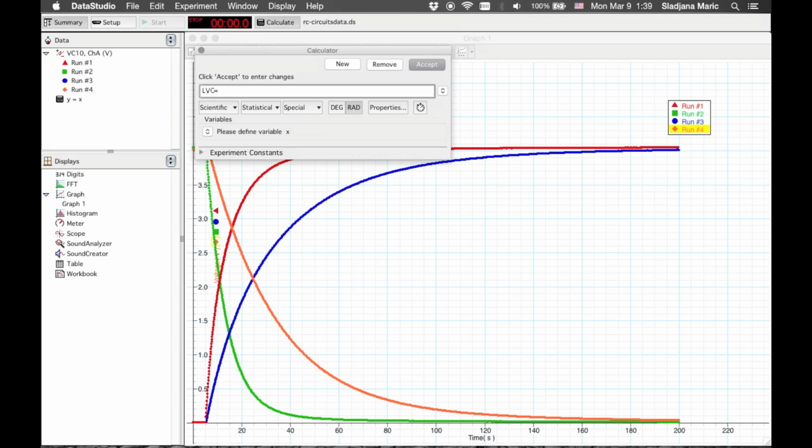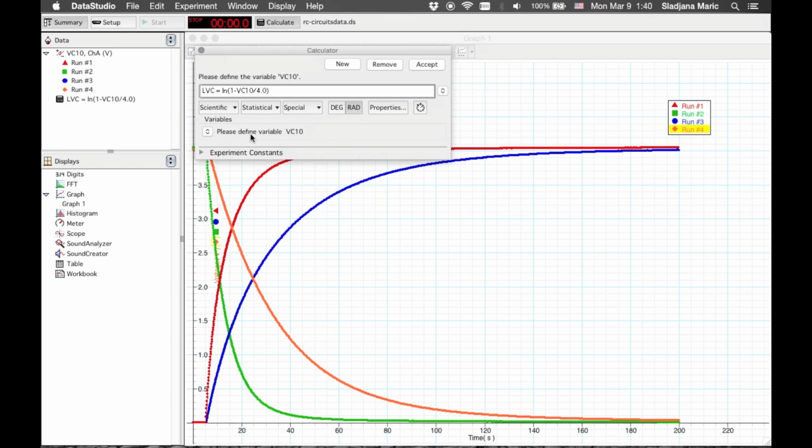Type LVC equal to ln, open parenthesis, 1 minus, and then we are calling the voltage across the capacitor VC10. So this is our variable VC10, divided by V0. V0 is a constant, and that is the value of the potential that we set on the power supply, and that was 4.0 volts. Now close the parenthesis, click on accept.